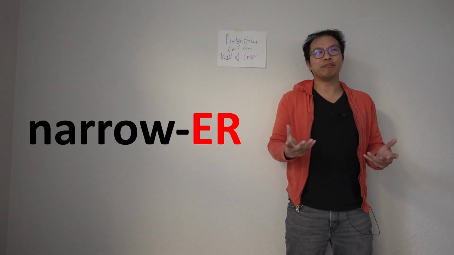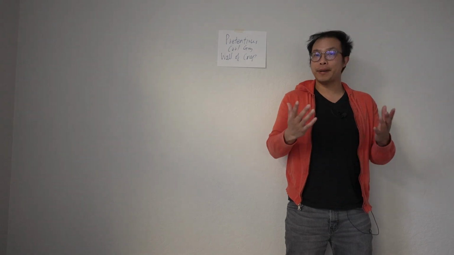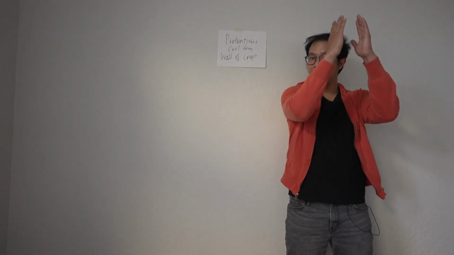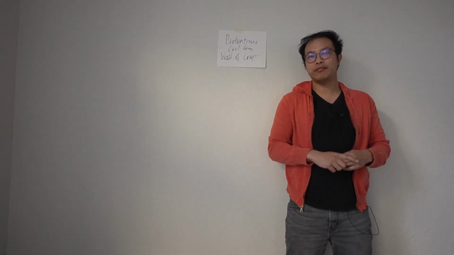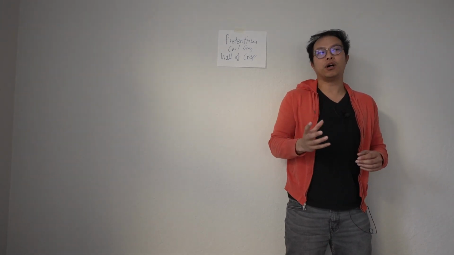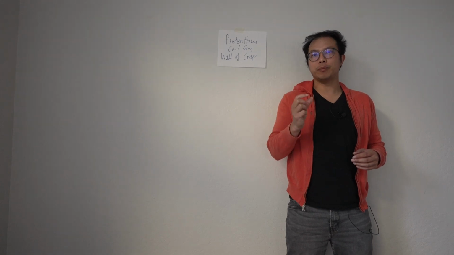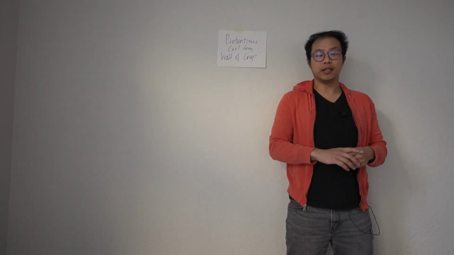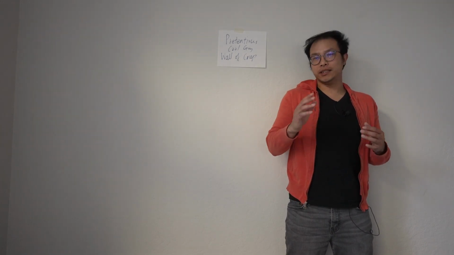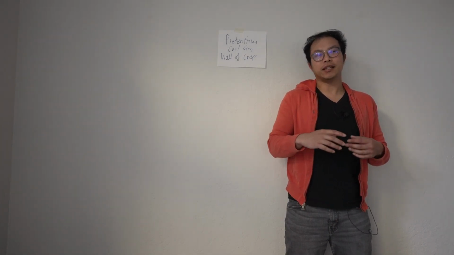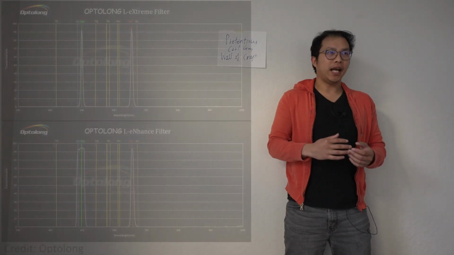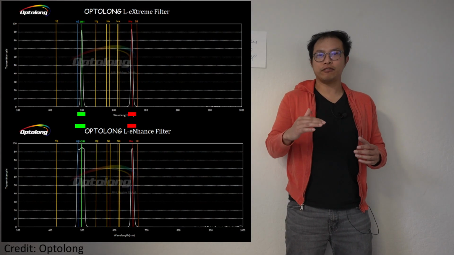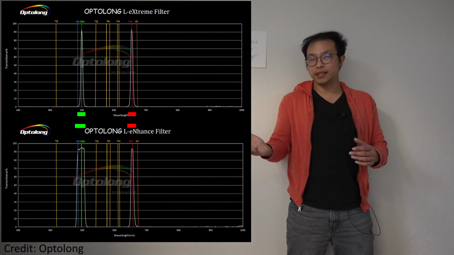And when I say that, I'm referring to the bandpass, basically the peaks along the transmittance graph, and why you want something that has a narrower bandpass. And that essentially has to do with light pollution. So in this example, I'll be using the Optolong L-eXtreme filter, and as you can see, it has a very similar graph compared to the Optolong L-eNhance.